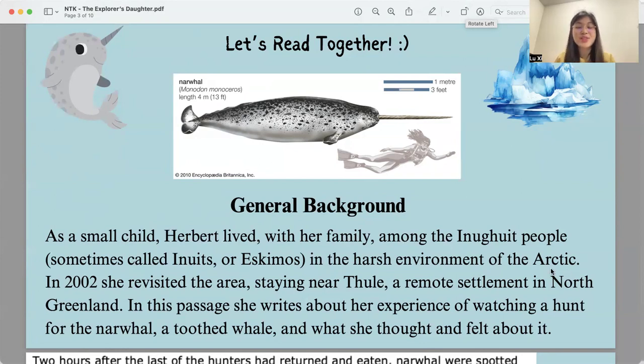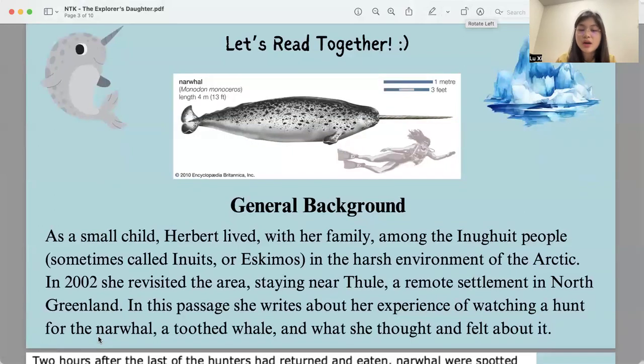So, where is the Arctic? Can you imagine? Guessing from this picture here. Yes, correct. So the Arctic is basically the North Pole, an area that's extremely cold. In 2002, she revisited the area, staying near Thule, a remote settlement in North Greenland. In this passage, she writes about her experience of watching a hunt for the narwhal.